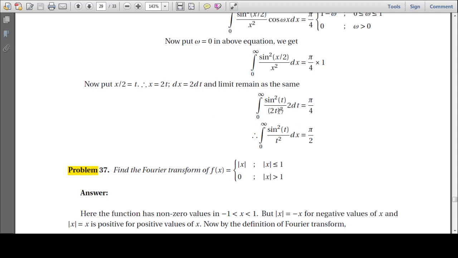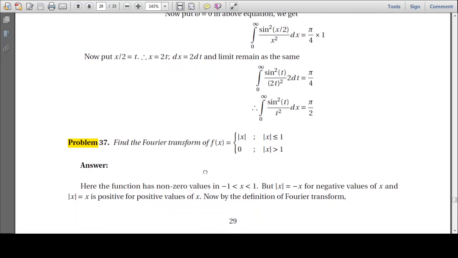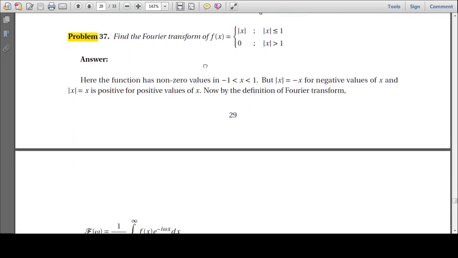When we simplify this expression, in the denominator we have 4 into 2, so 2 by 4, that is 1 by 2. Thus 2 goes to the right side, we get pi by 4 into 2, that is pi by 2. So integral 0 to infinity sin square t by t square dt is equal to pi by 2. We can replace this t by x, so sin square x by x square dx, or sin square t by t square dt, is equal to pi by 2. So we got the result. Now we move on to the next problem.